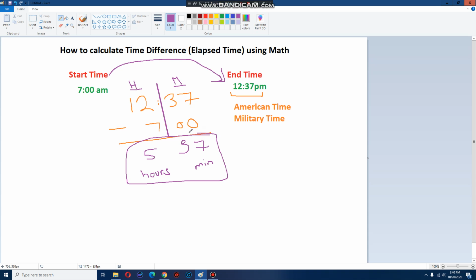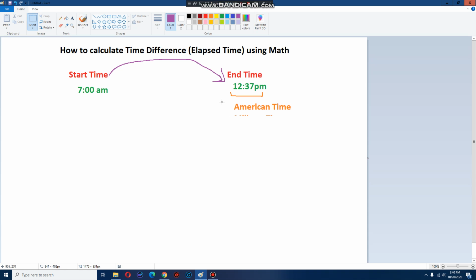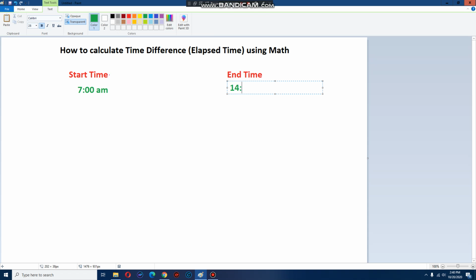Now, let me show you a situation where you need to turn American time, US time, into military time. I'm going to erase all of this off. I'm going to give you a new end time. Let me show you the new end time here. The new end time I'm going to give you is this one. Let's try 14. Oh, sorry, no. What am I saying? 2:42 p.m.